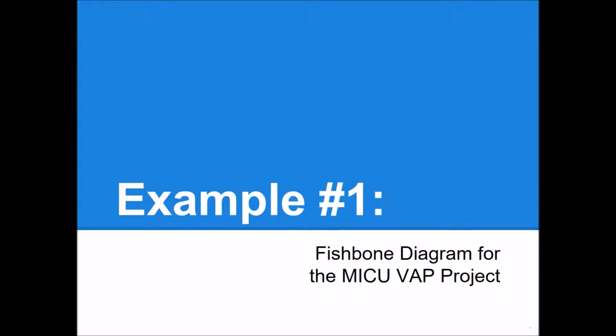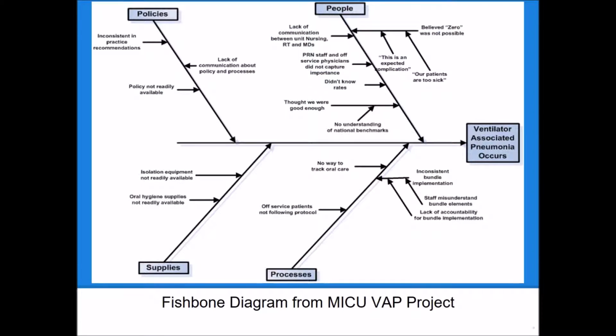This first one is from the MICU Ventilator-Associated Pneumonia project that we've talked about in several of our previous lectures. This is the fishbone diagram they created. They started by stating their main problem, that a ventilator-associated pneumonia occurs. They then used main categories. In this case, they used people, policies, supplies, and processes.